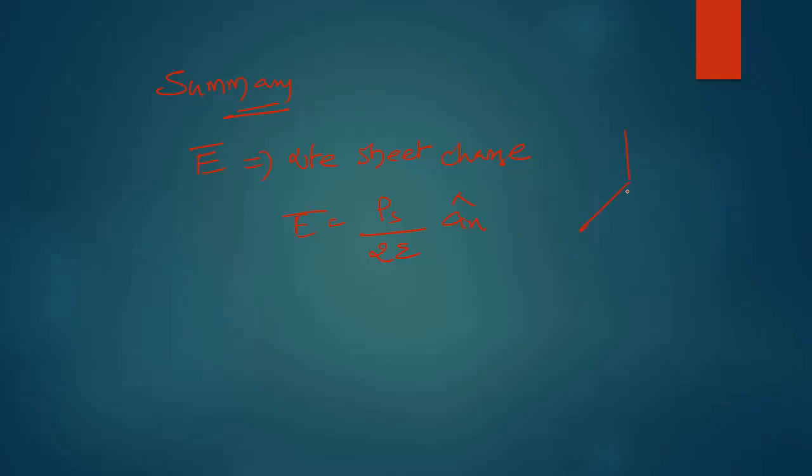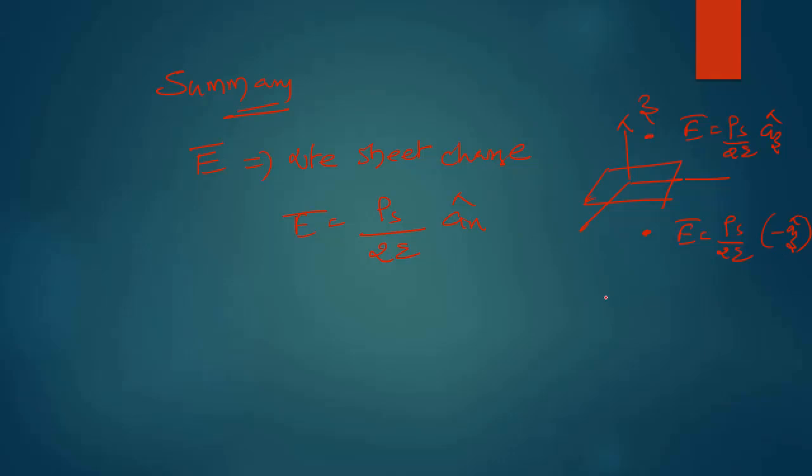If your sheet is on the xy plane, and you want to get the electric field above the sheet, that means along the z axis, the electric field direction is given by a z cap. For example, if your observation point is below the xy plane, again the electric field is perpendicular to the sheet only, but here you will end up with minus a z cap.